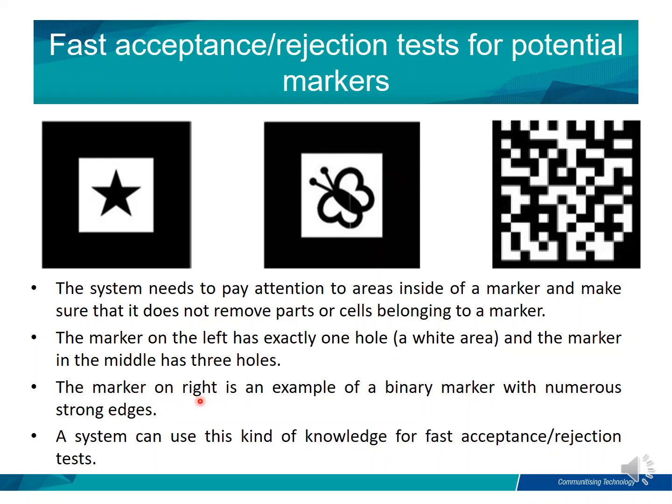The marker on the right is an example of a binary marker with numerous strong edges. Why does it say it has strong edges? Because it has a lot of white area, a lot of binary markers with very strong edges, because it has a lot of unique pattern inside here. So the system will use this kind of knowledge for the fast acceptance and rejection test, to test whether to accept or reject based on this pattern and so on.